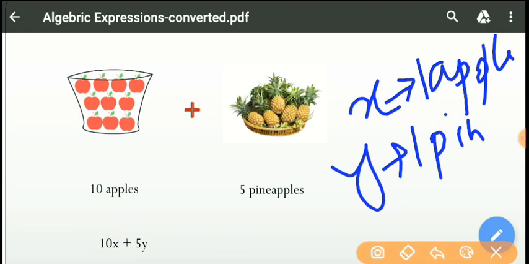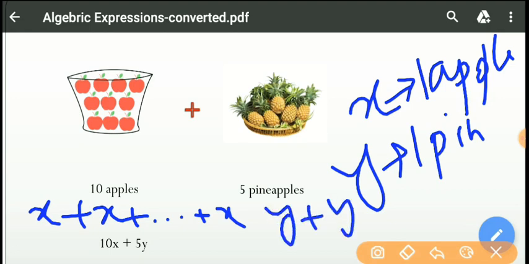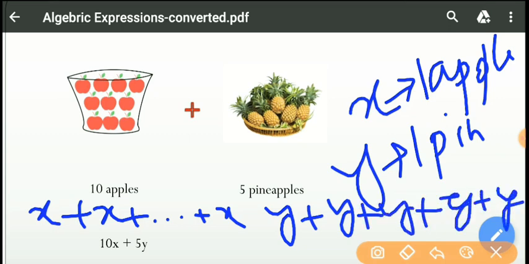Similarly, here one pineapple is indicated as y. So y plus y plus y plus y plus y. So that is 5y. Meaning to say, how many x's are there? 10 x's are here. So that's why 10x. How many pineapples are there, that means how many y's are there? y plus y plus y plus y plus y. So 3, 4, 5 y's. So that's why it is 10x plus 5y. Have we understood?